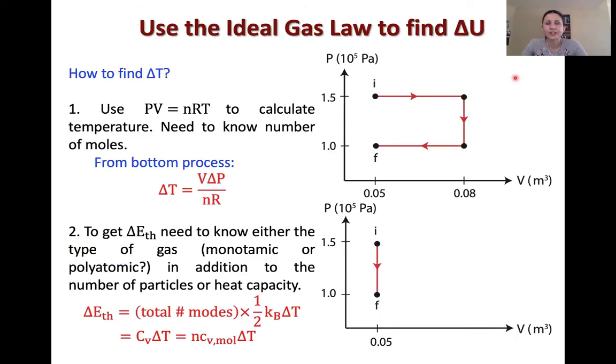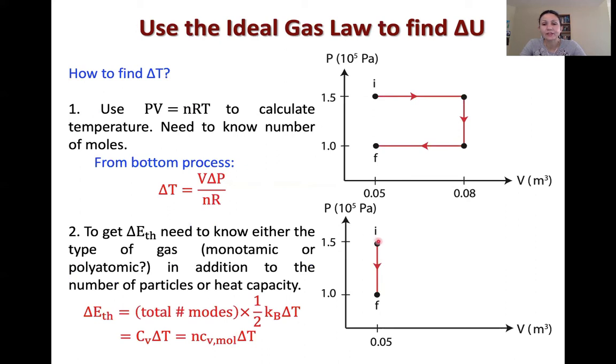Okay, so just giving you a little bit more of a numerical example that you can work out in a little more depth on your own. How would we use the ideal gas law to find exactly the change in E thermal for this process? So how would we find delta T? We use the ideal gas law, PV equals nRT, so you can solve for delta T.